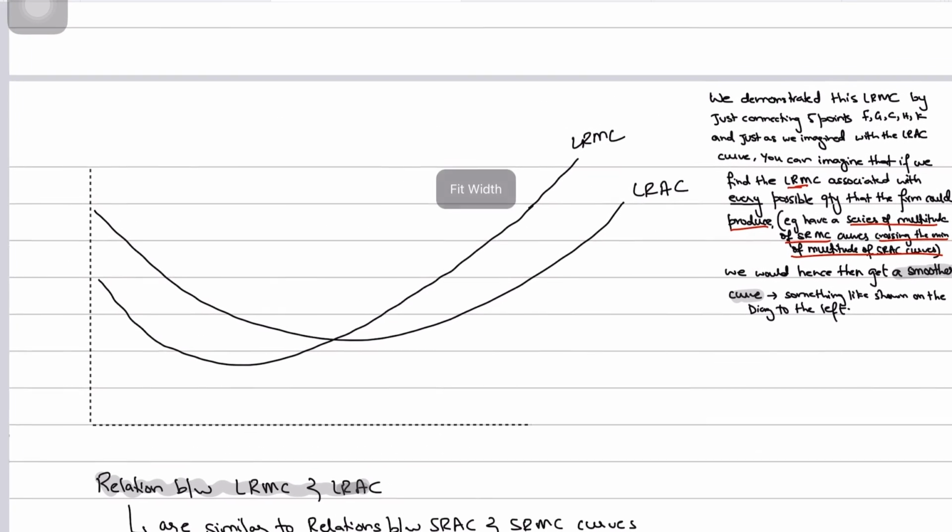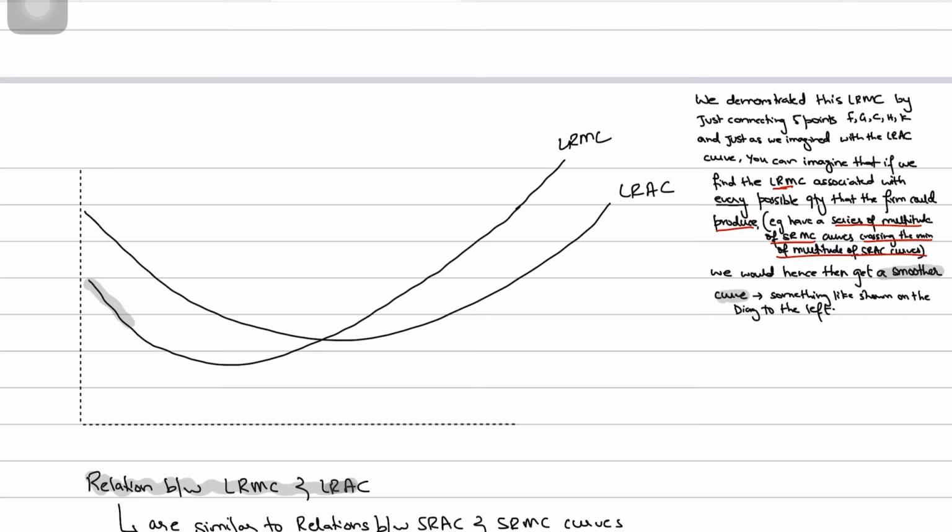on the left. So you see, you'll have a smooth long run marginal cost curve, again crossing the minimum of the long run average cost curve.